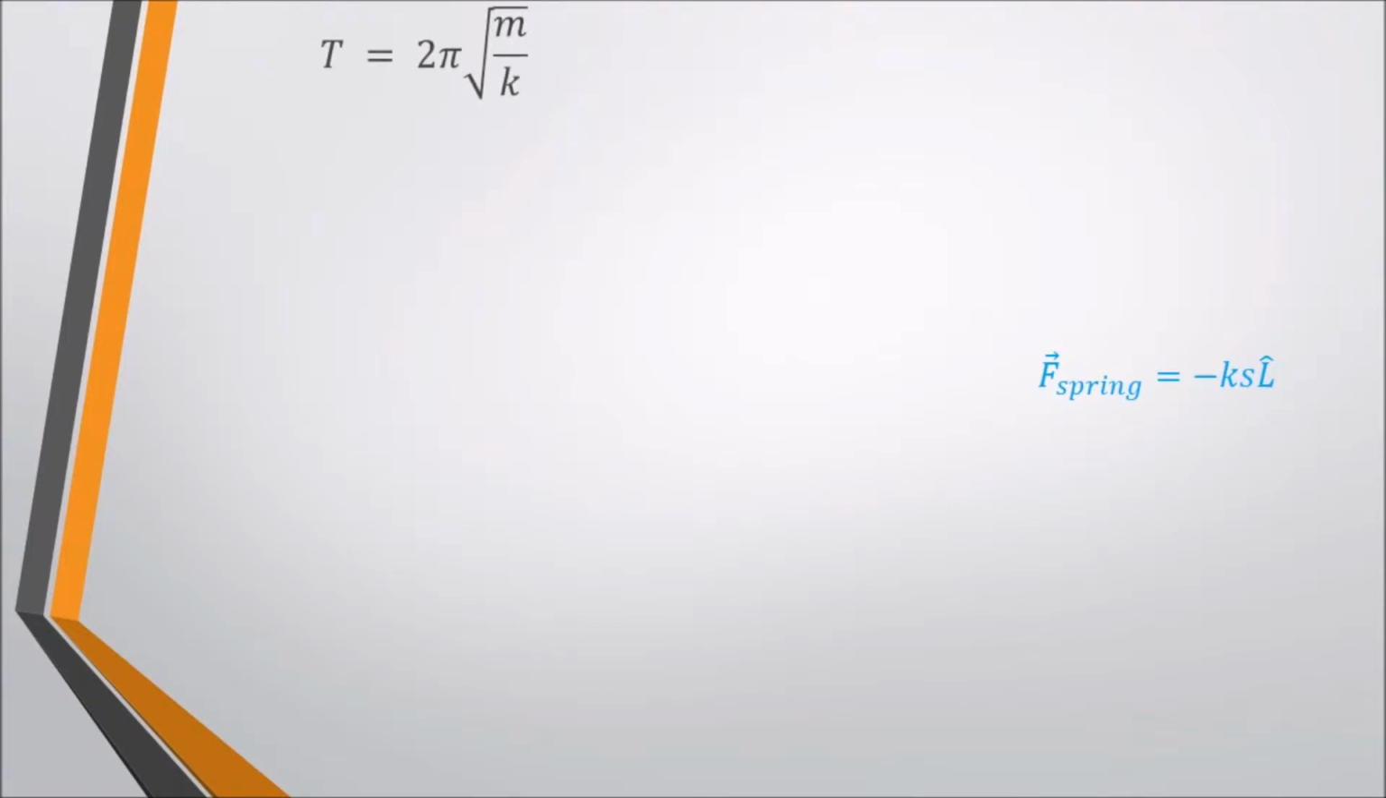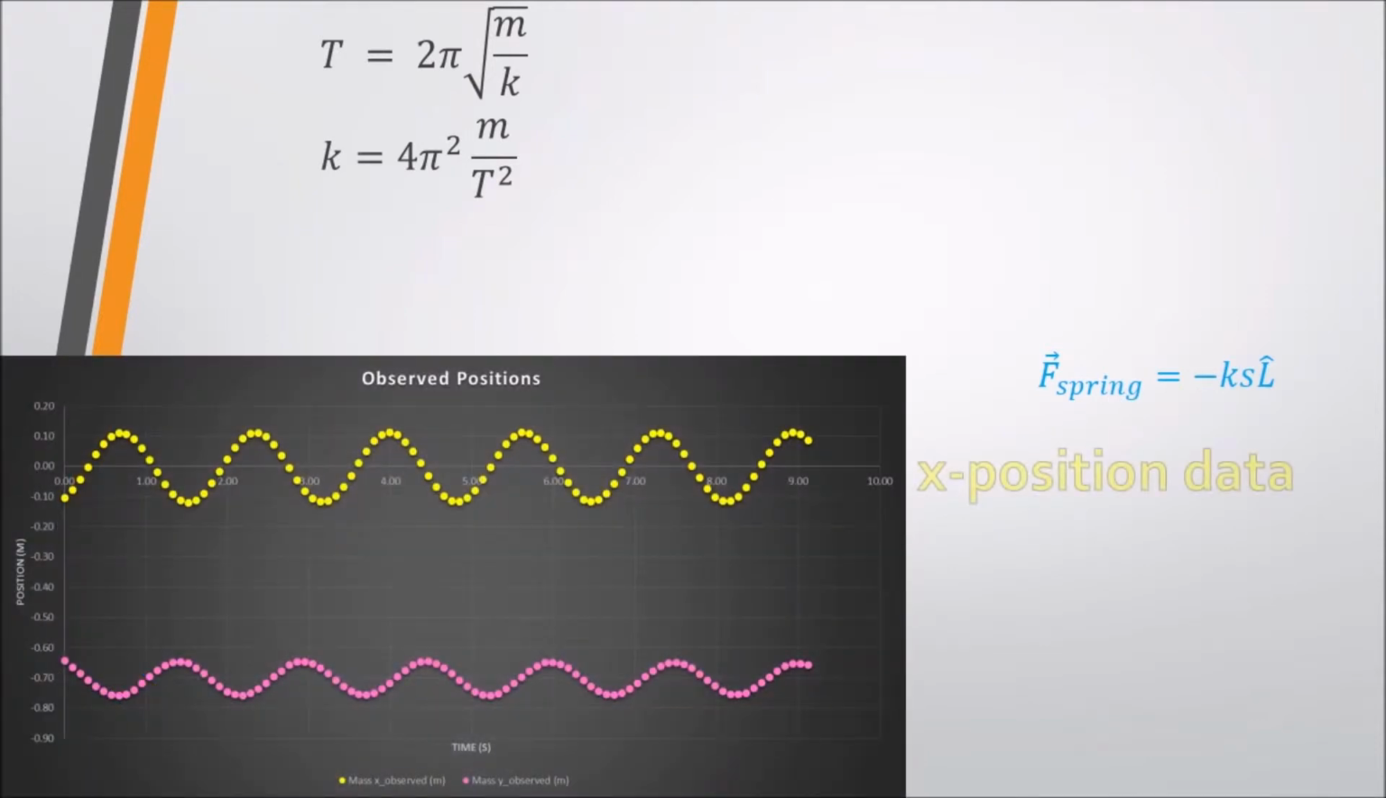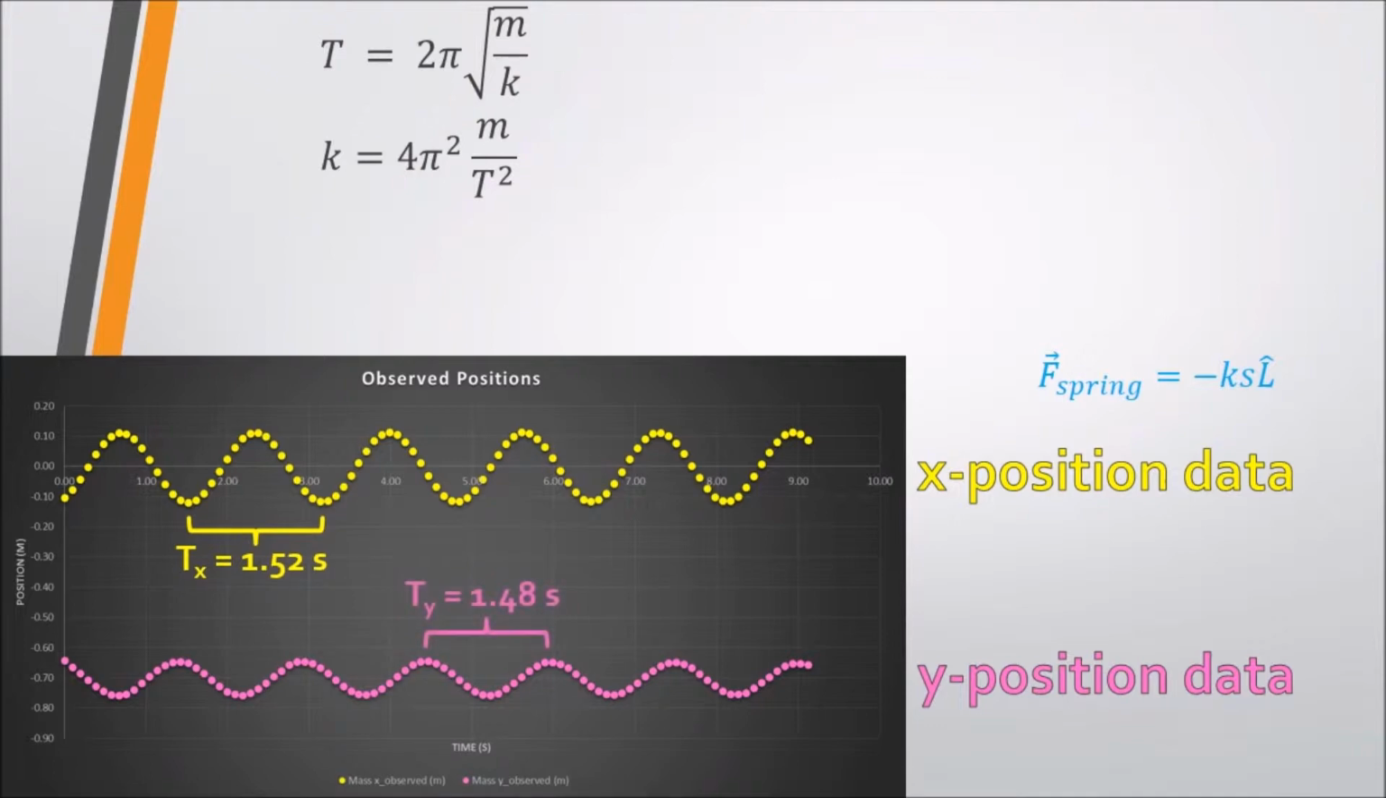I needed to use the formula T equals 2 pi times the square root of m over k, where T is the length of one period, to calculate k, the spring stiffness. However, there were two possible values for the period, because there were two oscillations, the x position data and the y position data. After calculating the values of the spring constants for each of these estimations, I had to calculate the uncompressed spring length, L naught.